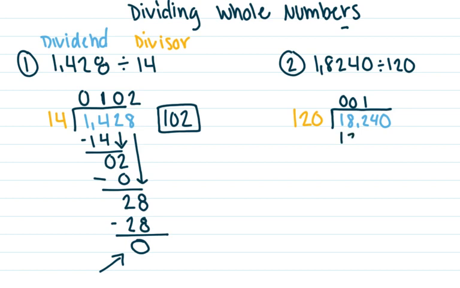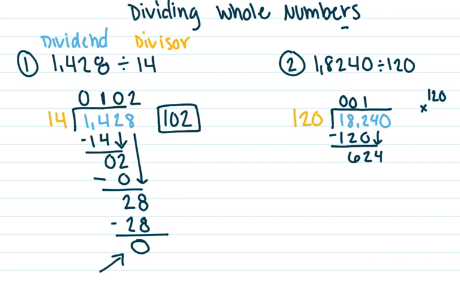1 times 120 is 120. Sorry, I think I said that wrong. Subtract, I get 62. Bring down your 4. All right, this is where you may have to do some guessing and checking. I am going to, over here to the side, figure out how many times does 120 go into 624.